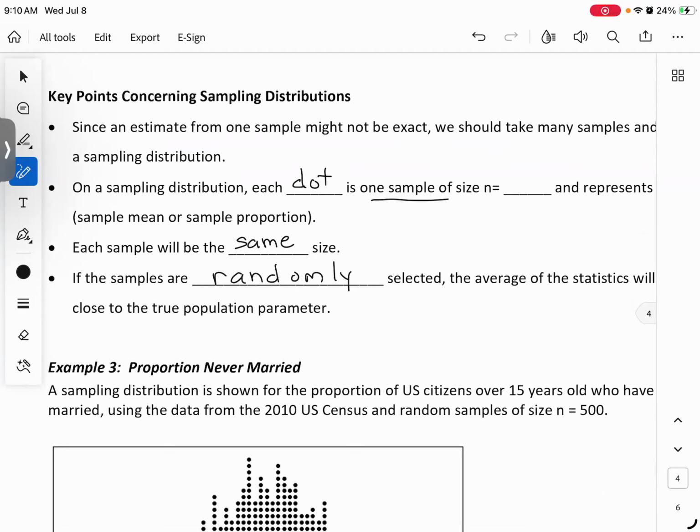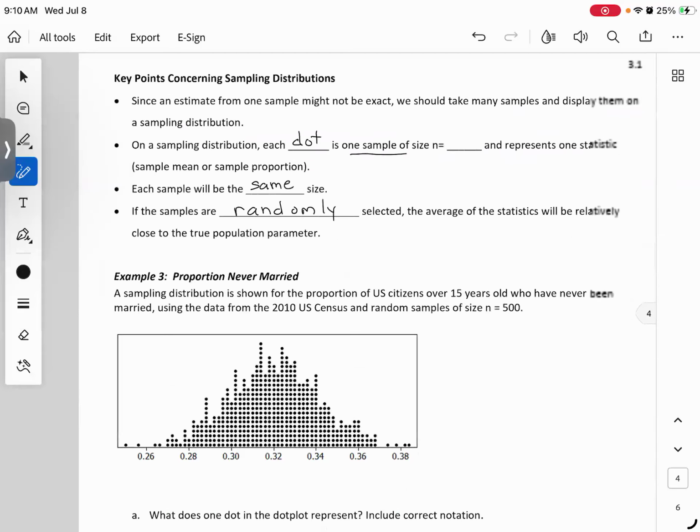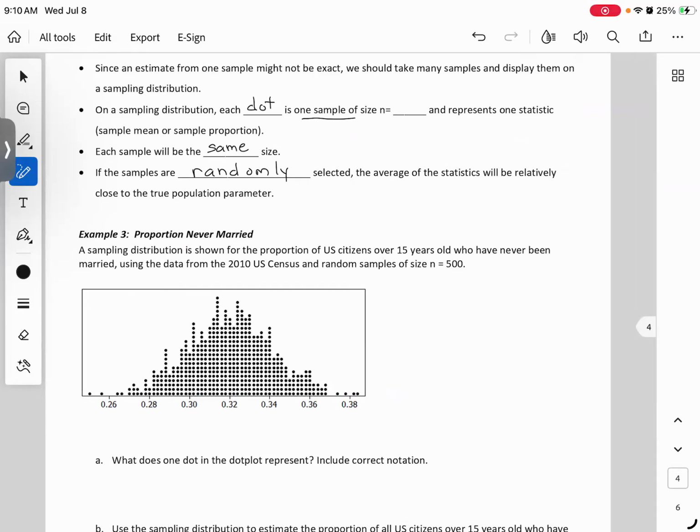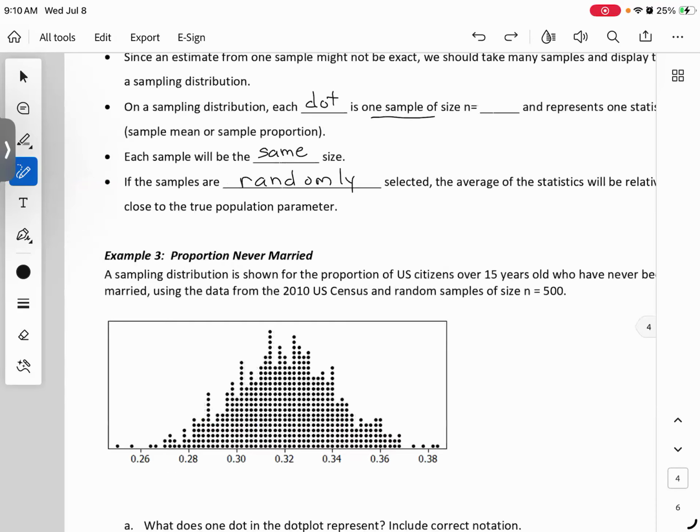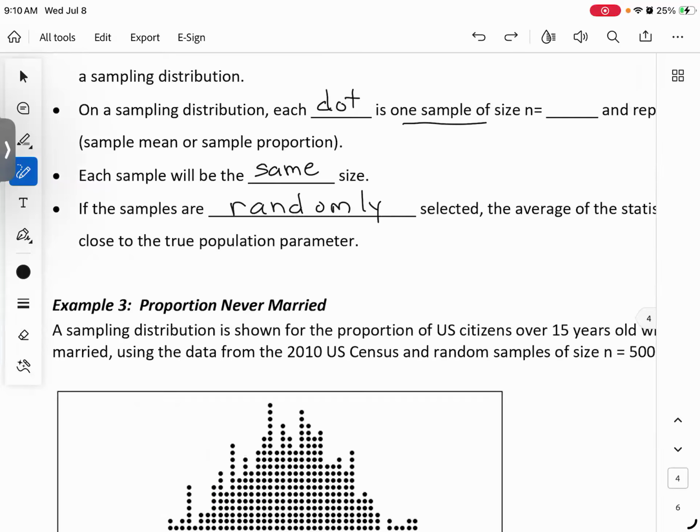And whenever you're done looking at one of these, and here's another one, these little dot plots or these sampling distributions, although some of the guesses are going to be too high and some of them are going to be too low, when you average out all the guesses, the center is going to be pretty close to the actual true population's parameter.